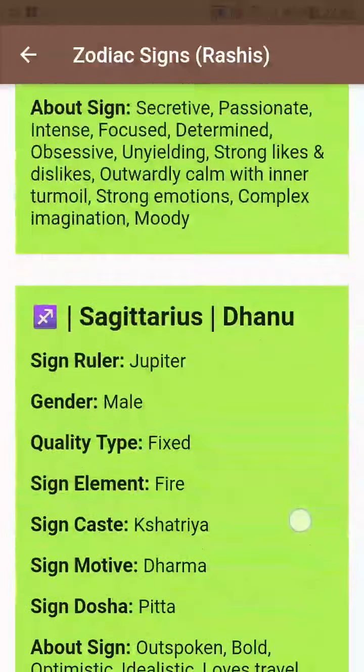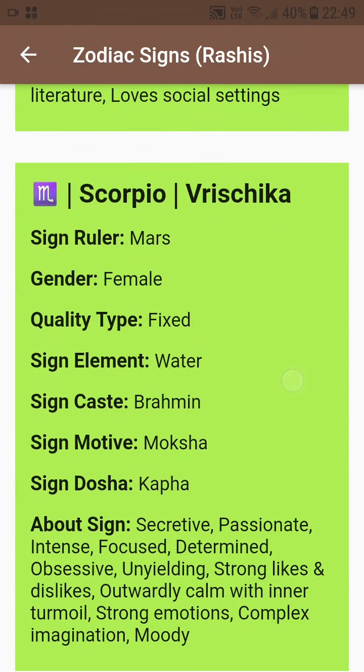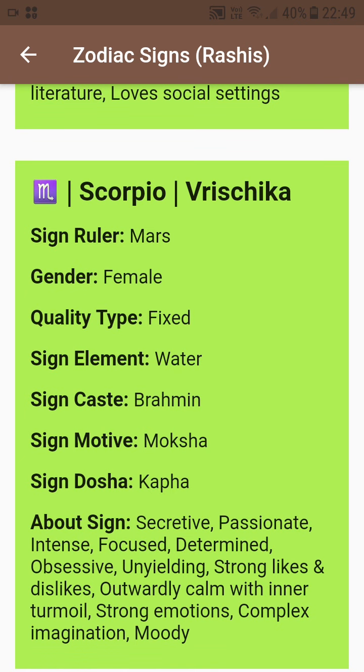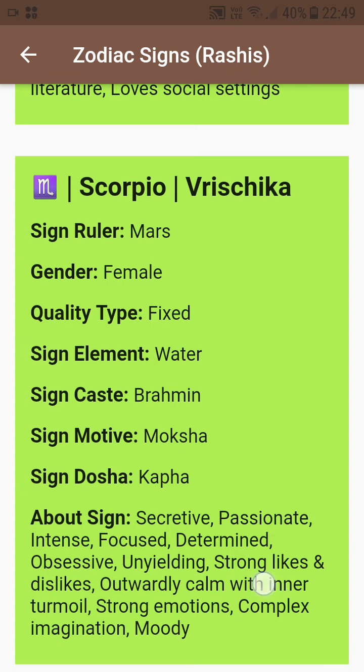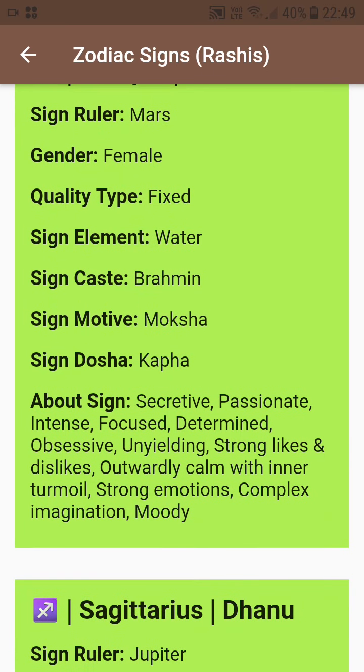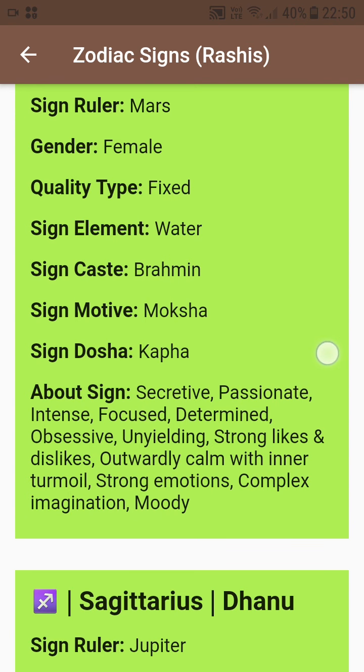And then here, let's see, Scorpio, the Mars female sign. Quality is going to be fixed water, you see this? It's a fixed water, not running water. Then you have Brahmin, Moksha is going to be motive, Kapha is a dosha. Secretive, you see something is fixed. So water, fixed water, secretive, passionate.